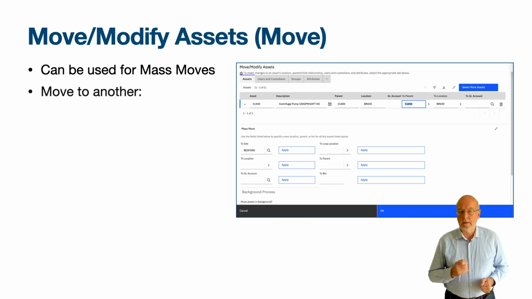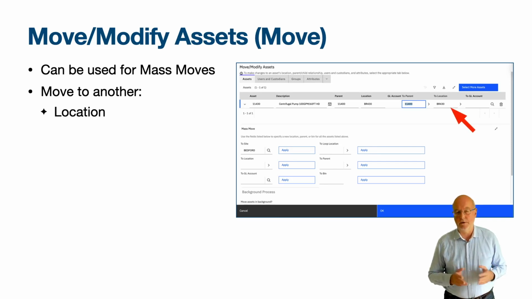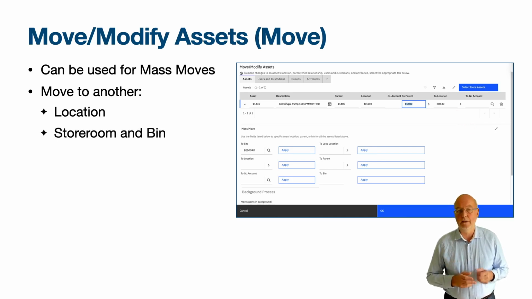The most likely reasons for using the move aspect of the Move Modify Assets action are when you move an asset to a repair location or another operating location. The Select Value on the To Location field allows you to select all types of locations for the current site. If the asset is a rotating asset, then you can additionally move it to a storeroom, and at the same time you can reference the To Bin, where the asset will be placed in the storeroom.